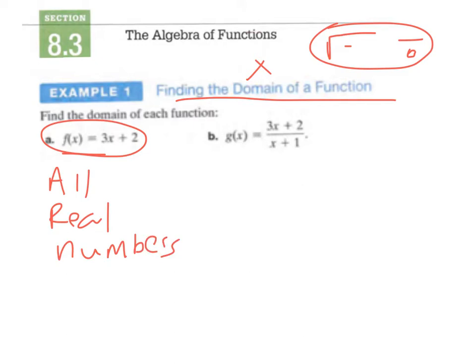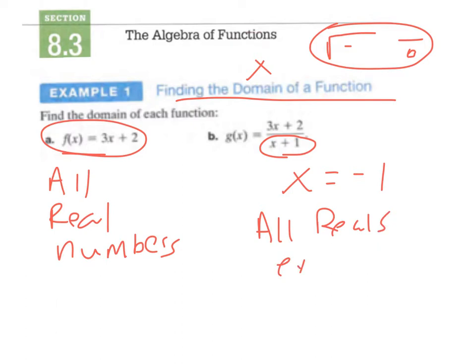But if we look over here, we have a fraction. And so when would this equal 0? Well, it would equal 0 when x equals a negative 1. So our answer would be all reals except negative 1. And so that's the domain.